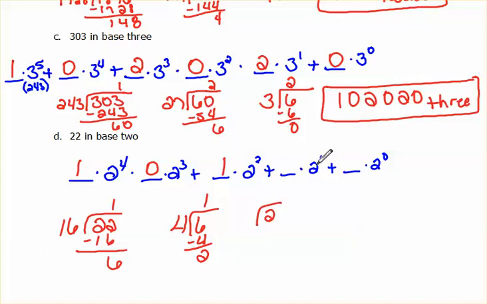The next position is a 2. So we have one group of 2 with nothing left over, so no singles. So this number would be 10110 base 2.